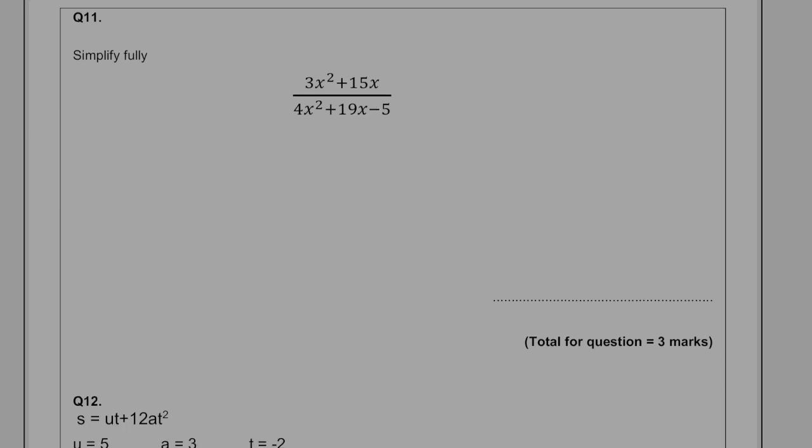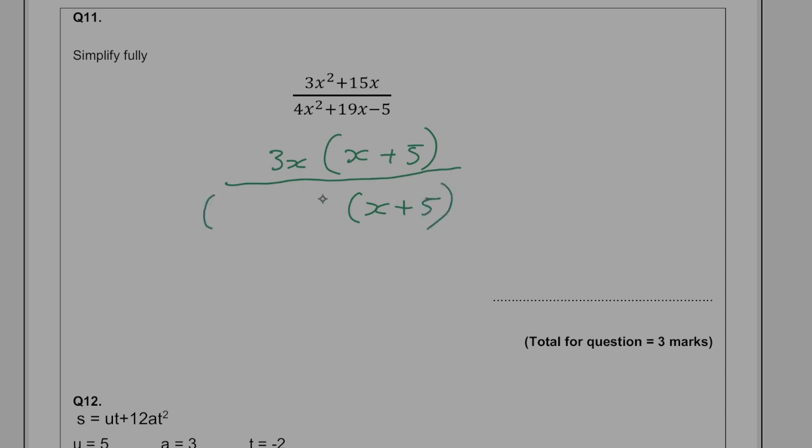Okay, question 11. So simplify fully. So we're going to factorize both parts of this. The first one's quite nice because we can take 3x out as a common factor, and that will become 3x times by x plus 5, which we're going to assume is going to be a factor of the bottom line, as long as I've thought this out properly.